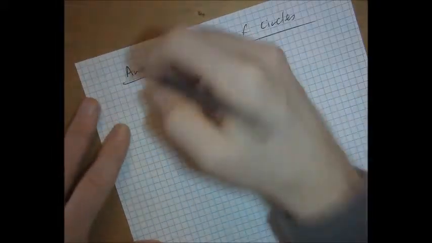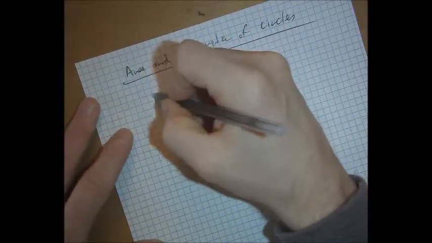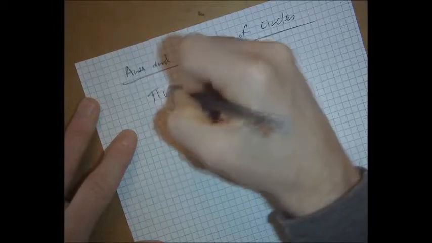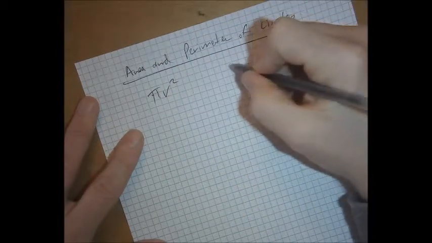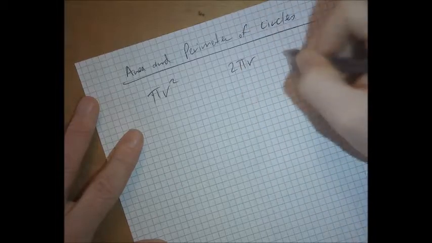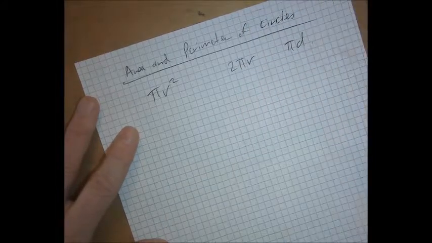Area and perimeter of circles are done with the two famous formulas. The area of a circle is pi r squared, and the perimeter of a circle is 2 pi r, or pi times the diameter.